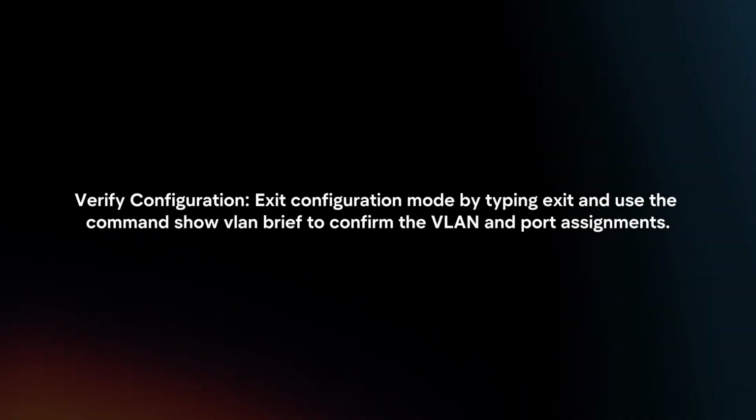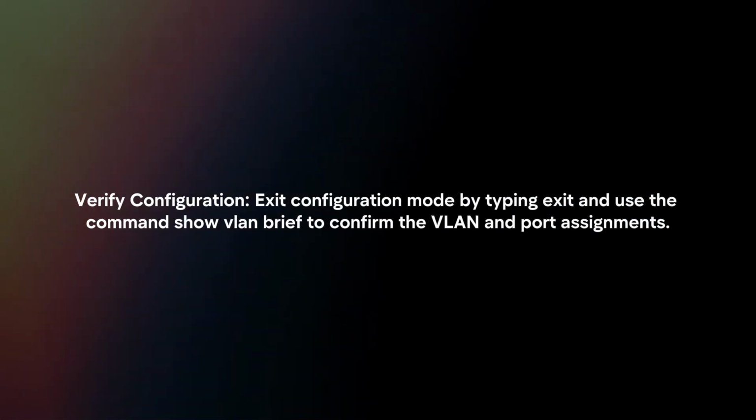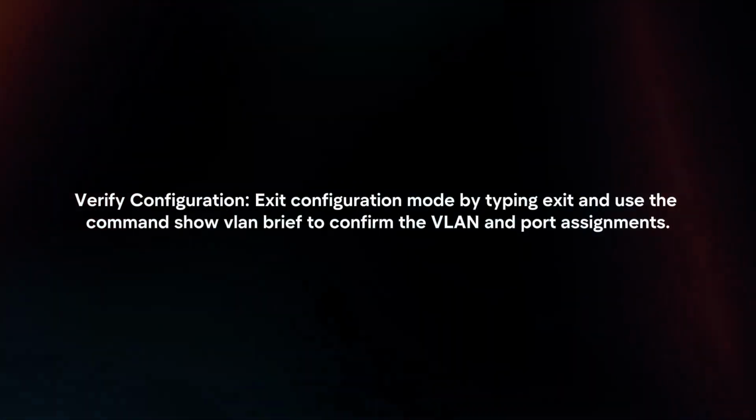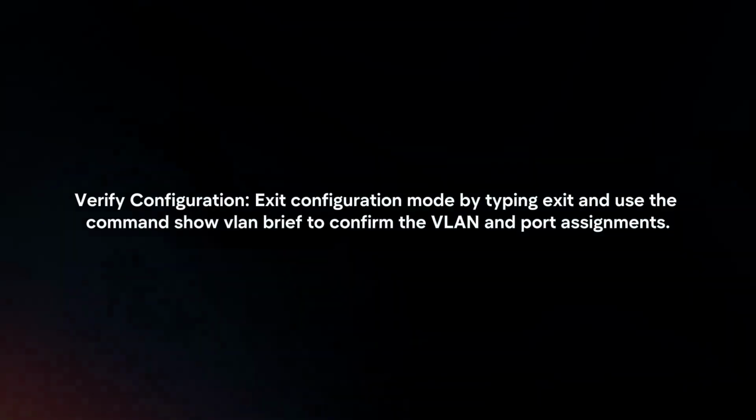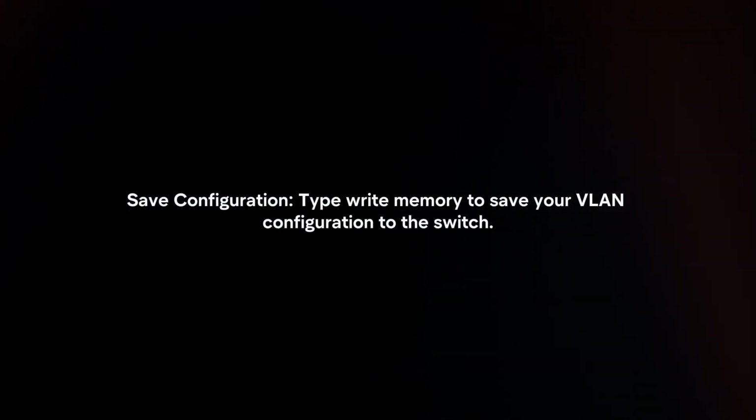Verify configuration. Exit configuration mode by typing exit and use the command show VLAN brief to confirm the VLAN and port assignments. Save configuration. Type write memory to save your VLAN configuration to the switch.